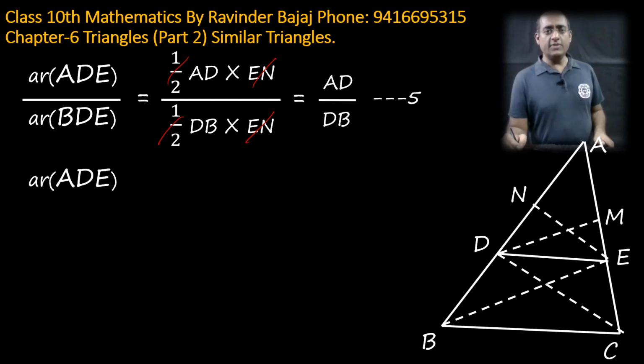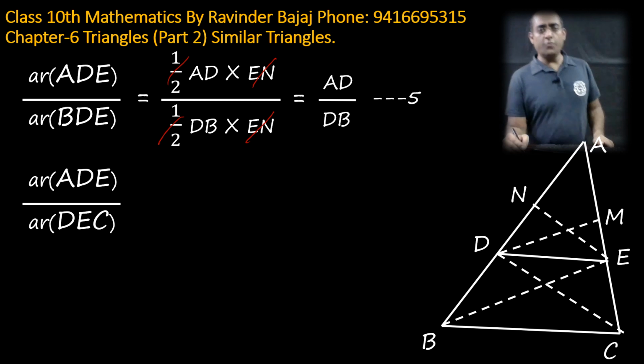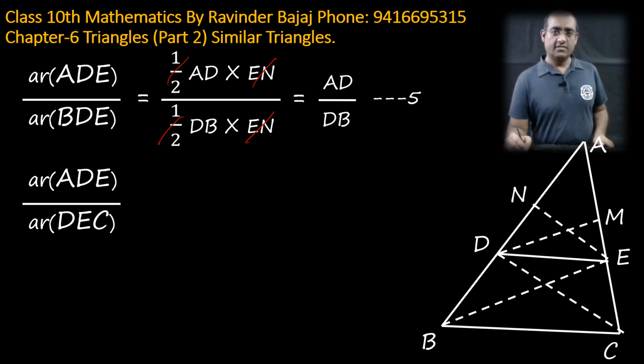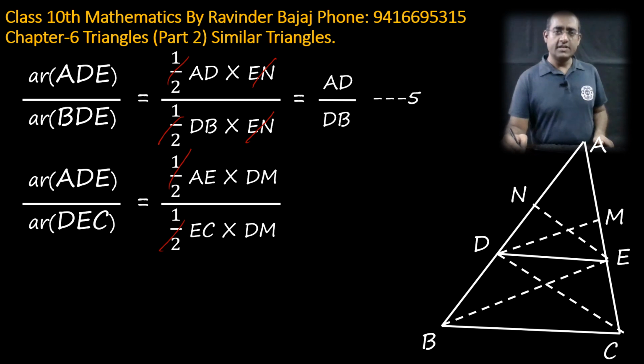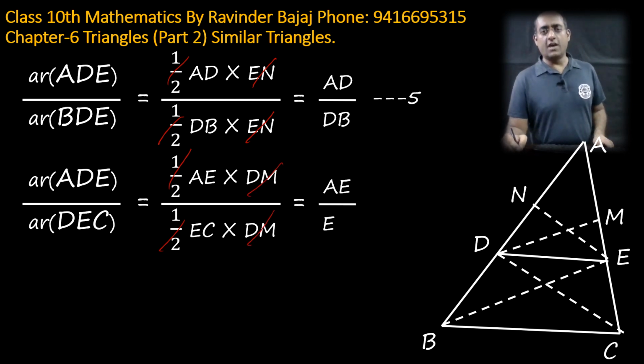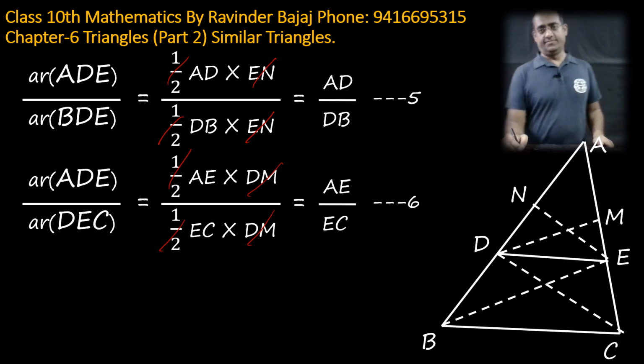Now next will be area of ADE upon area of DEC. This is equation number 3 and 4. It is equal to half into AE into DM upon half into EC into DM. Again half is cancelled with half, DM is cancelled with DM. It will be equal to AE upon EC. This is equation number 6.